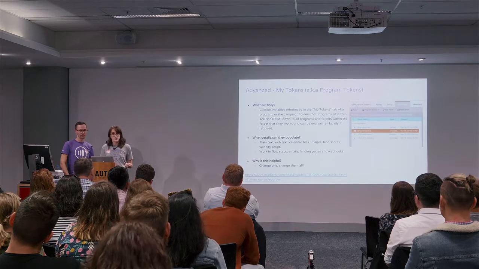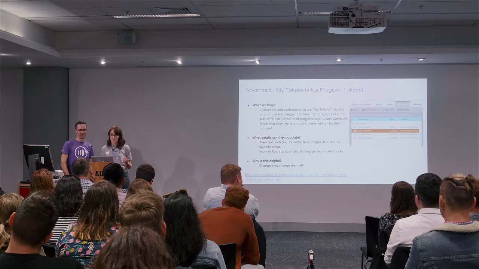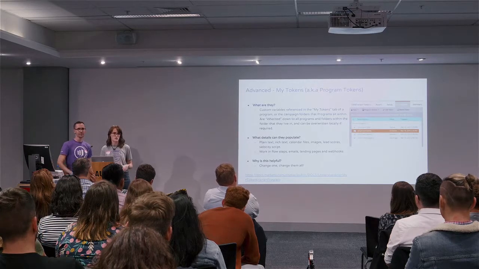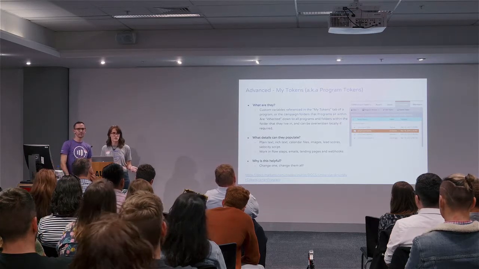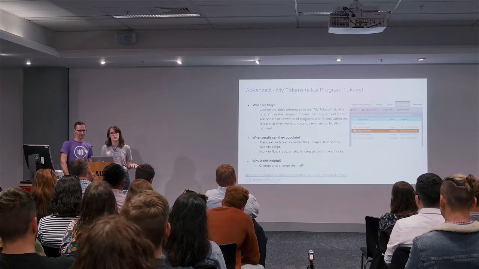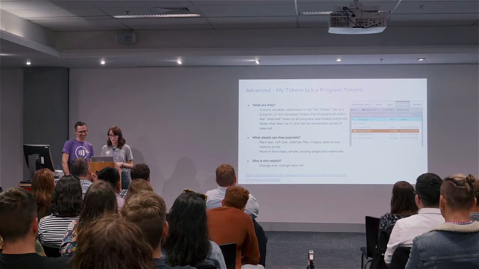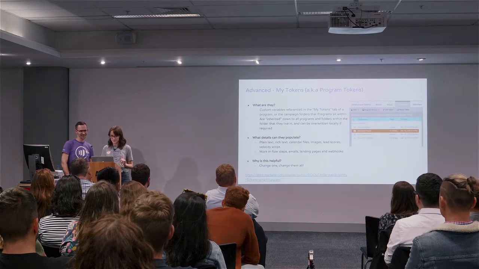My tokens come in all sorts of different types. You can get plain text ones, rich text ones, calendar files, images, lead scores, velocity script. There's a bunch of different things that you can do here. We're not going to cover all of them because it's humanly impossible. We'd be here until the burning death of the sun, basically. So we're not going to do that, but we will cover a couple.